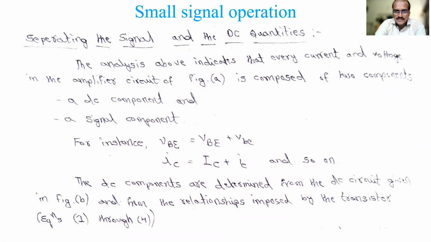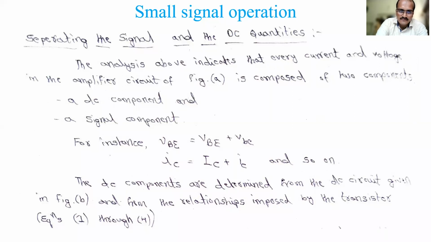The DC components are determined from the DC circuit given in figure B. We have written four equations, and from the relations imposed by the transistors, the DC components will be calculated from DC analysis.